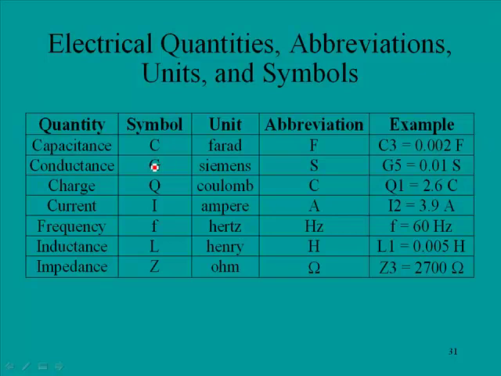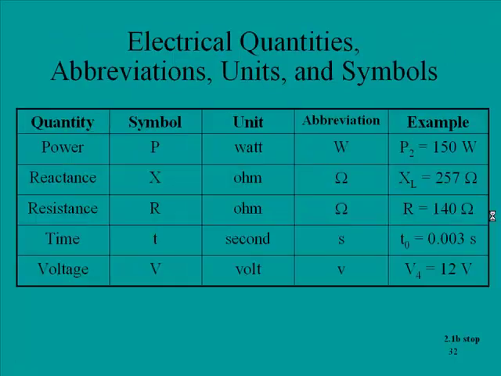Likewise, conductance, the symbol is G. The abbreviation for Siemens is S, and G5 would indicate a device where 0.01 Siemens would be the value of conductance for that component. Here we have frequency, which is measured in hertz. The F here means frequency, and the 60 hertz is the actual value of frequency. Let's jump over to the next page.